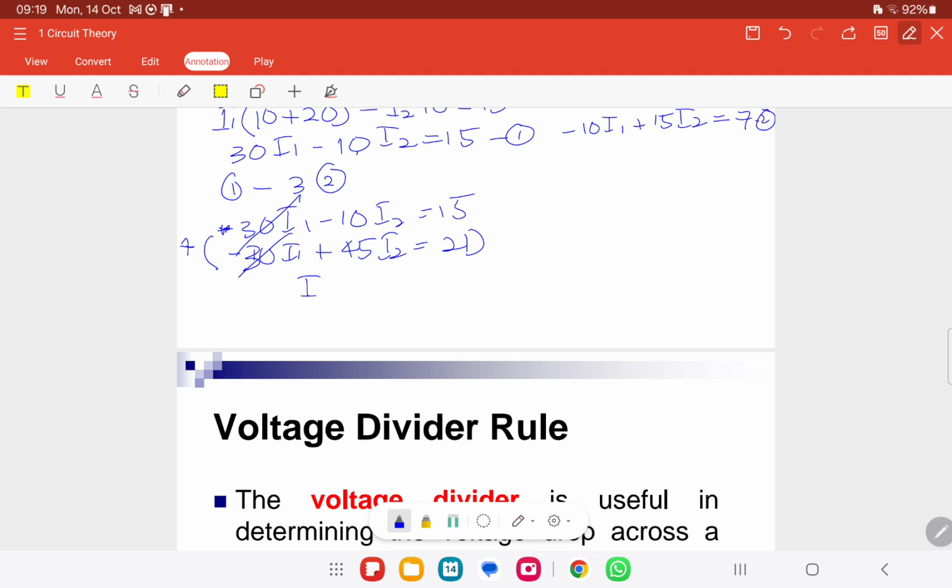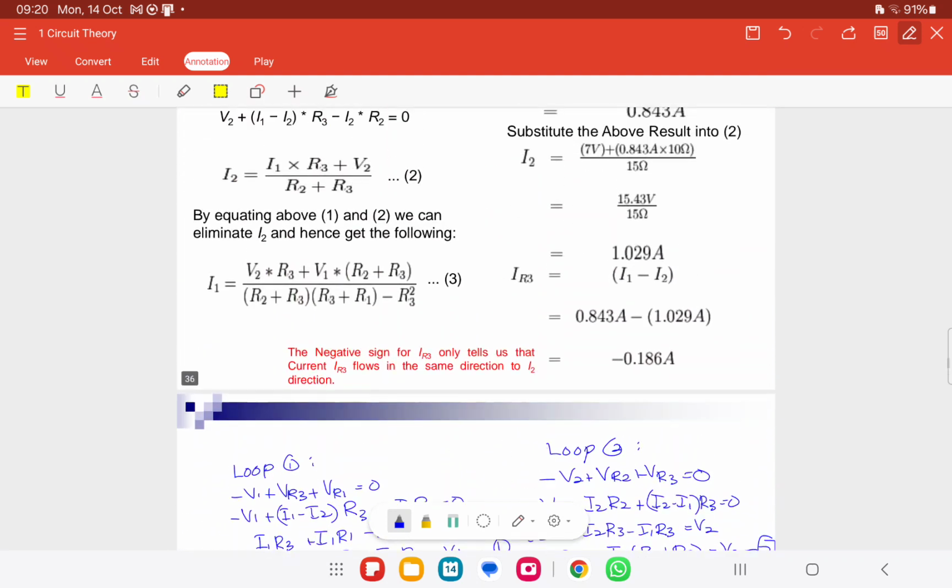I1 equals to 0.8, I2 1 point, I3, I1 minus I2. Ya? Mana nak tahu I3 tu tolak 1 tolak 2 ke 2 tolak 1? I1 tolak I2 ke I2 tolak I1?